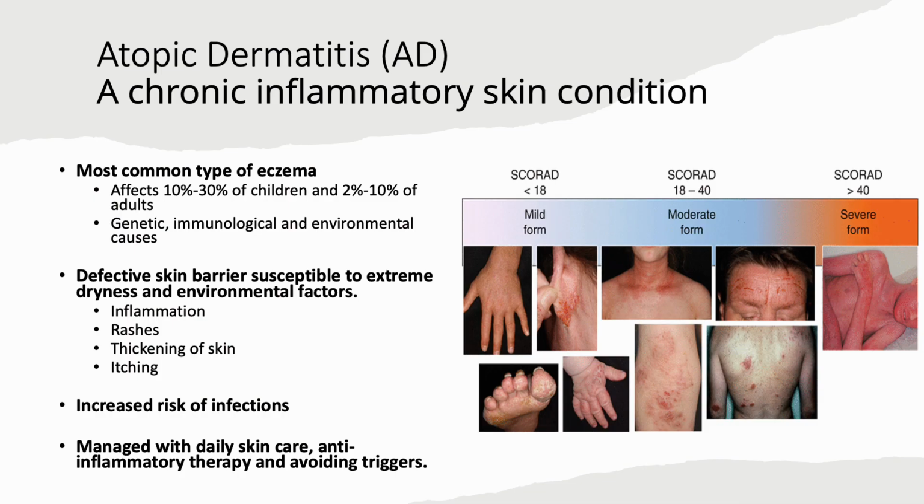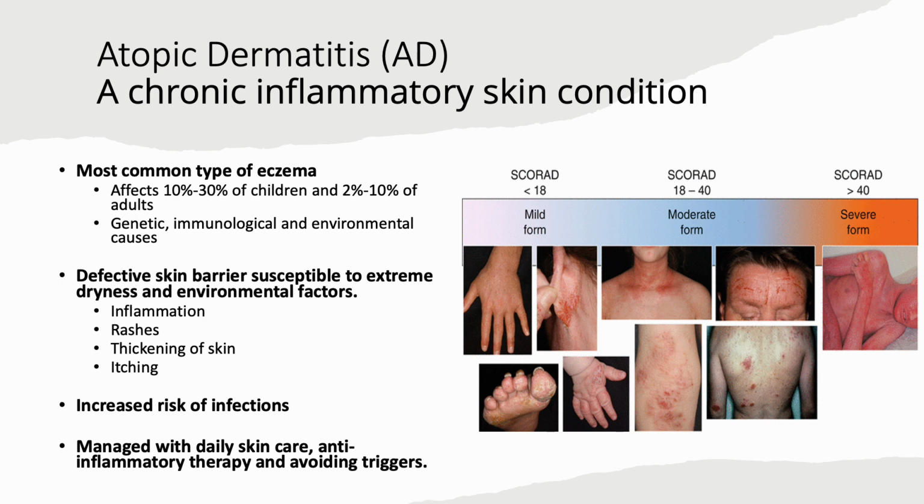So first, a quick overview of what atopic dermatitis actually is. It can be described as a chronic inflammatory skin condition that is not contagious, and it is actually the most common type of eczema. It affects about 10 to 30% of children and 2 to 10% of adults. The causes can be genetic, immunological, and environmental.